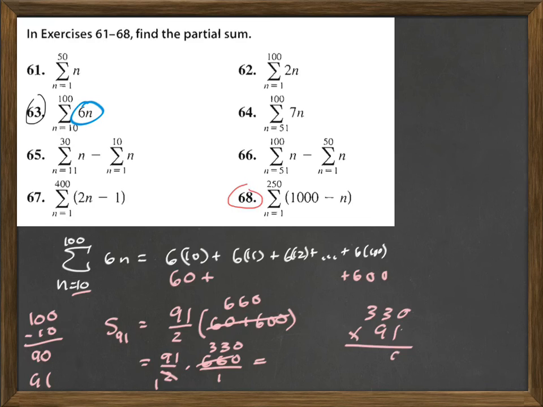91 times, okay, so we have 0, we get 3, 0, to 7, and we put a 2, then we're going to add 27 to 2, so it's going to be 29. And so our answer is going to be 0, 3, 0, 0, 3. There is your answer, 30,030. That's your answer for 63, and now let's take a look at 68.